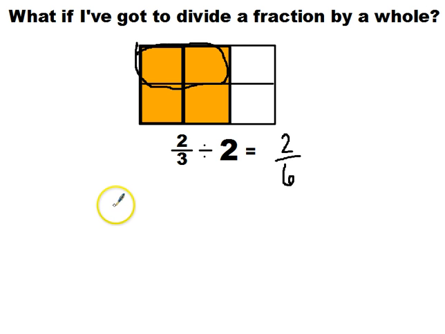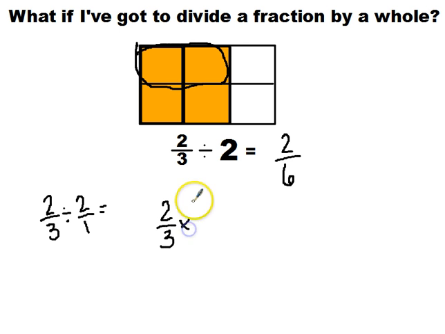All right, let's do the algorithm here so you can see. It's not going to change much from what I was doing. I'm still going to put my whole number over 1. I'm still going to multiply. I'm still going to use the reciprocal. So if I do that, I start with 2/3 divided by 2 over 1. Okay. 2/3 multiply, use the reciprocal. 2 times 1 is 2, 3 times 2 is 6. Check us out. Same thing both times.